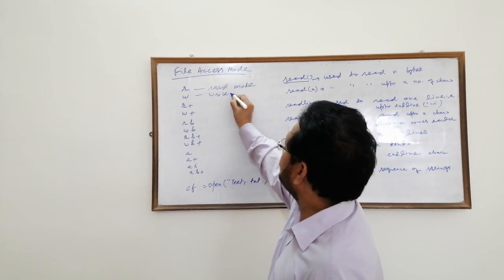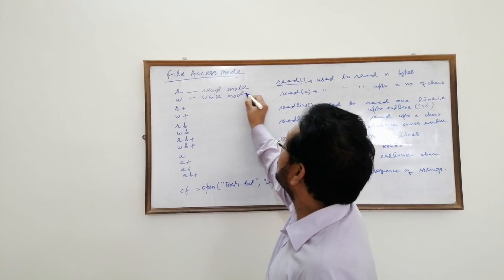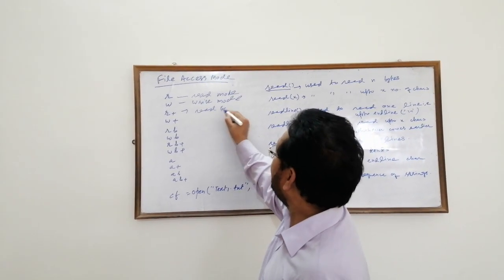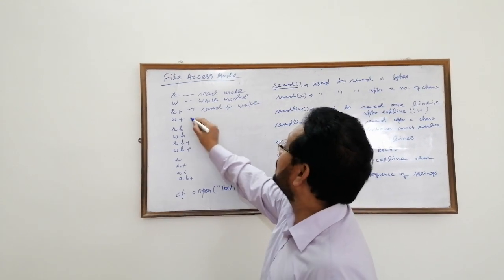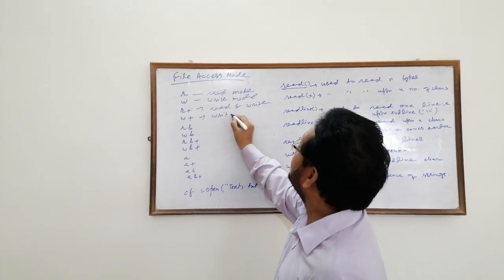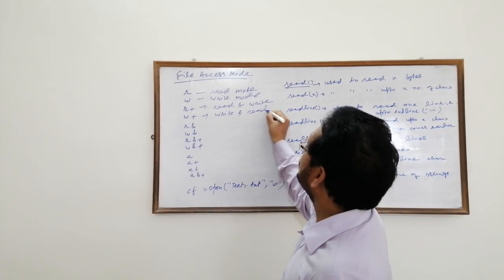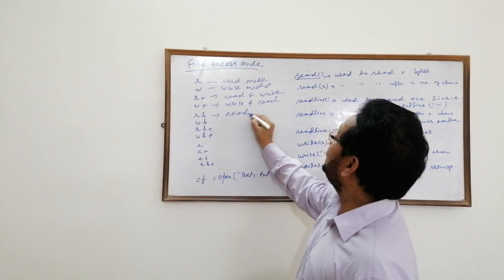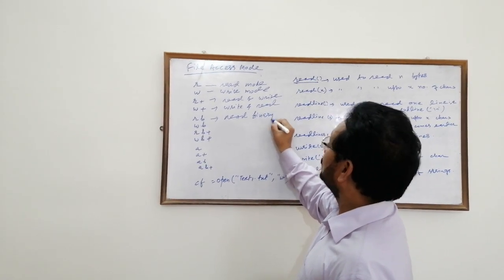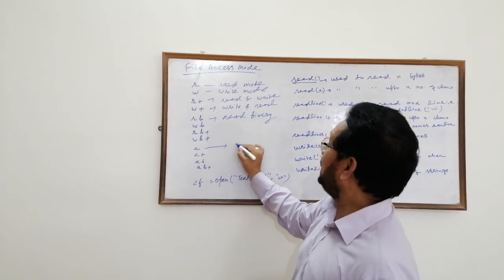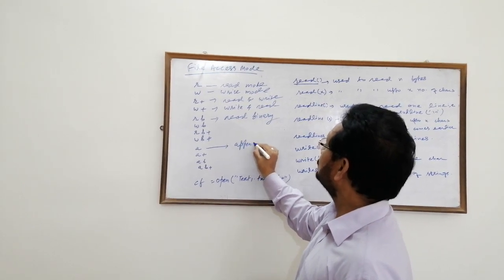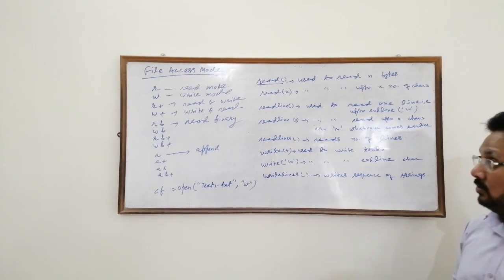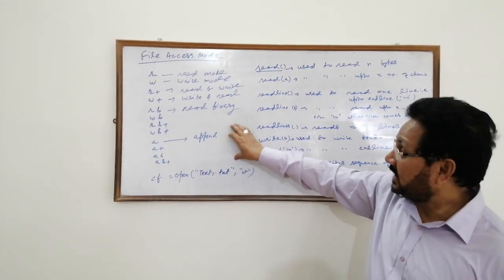W, write mode. R plus, read and write mode. W plus, write and read mode. Read binary. Then it comes here A, append. Okay, append mode. Now I'll explain you more in this part.